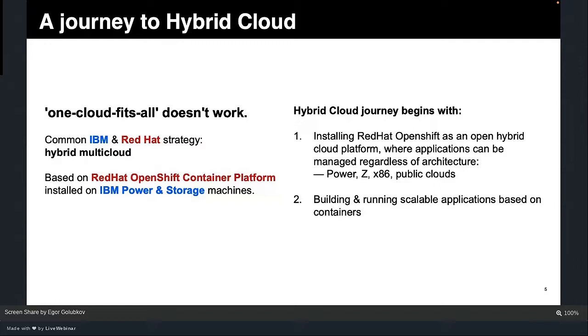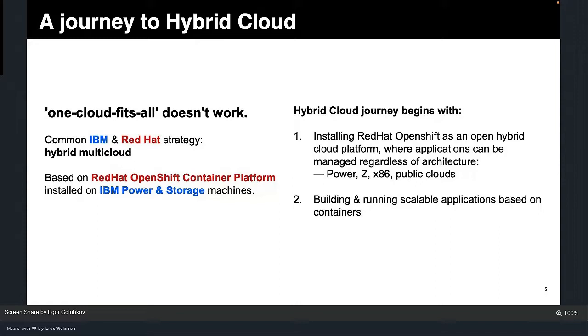This is why companies are looking towards multi-cloud environments. This is what I was talking about in the beginning. We are using multiple services from multiple cloud providers to fulfill our needs. IBM and Red Hat have noticed this trend on the market, and this is why they have created together a hybrid multi-cloud strategy. This strategy is based on the Red Hat OpenShift Container Platform. So this is the technology we're going to talk about today.